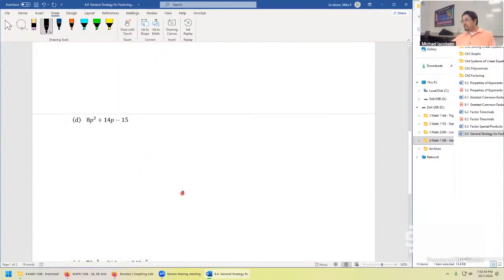8p squared plus 14p minus 15. Well, this one doesn't have any nice tricks. It's 3 terms, so if we're going to factor it, the end answer is going to look like this. 8 is not a perfect square, and neither is 15. And the greatest common factor is, well, 1, but that doesn't help us at all. That's because 2 divides this, 4 divides, but neither 2 nor 4 divide the constant term on the end right here.